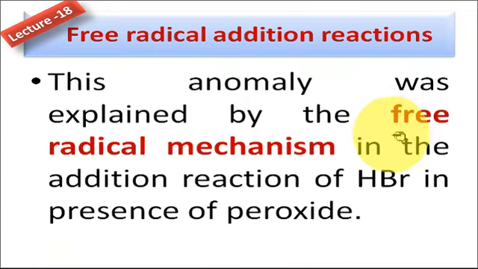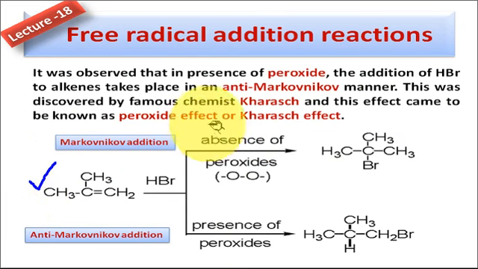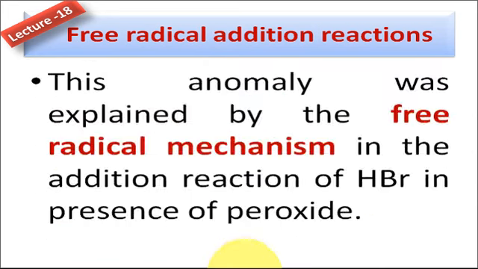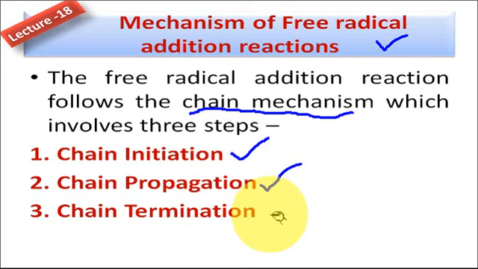The reason behind this is that in presence of peroxide, the addition of HBr to unsymmetrical alkene takes place with the free radical mechanism, while in absence of peroxide it takes place with the electrophilic addition mechanism, that means the ionic mechanism. So let us discuss the mechanism of the free radical addition reaction. It follows a chain mechanism, and we know a chain reaction involves three steps: chain initiation, chain propagation, and chain termination.